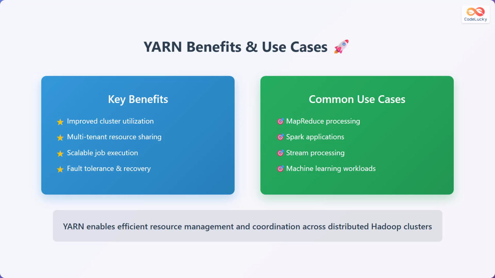Some common use cases are: first, MapReduce processing for batch processing of large datasets. Second, Spark applications for in-memory data processing. Third, stream processing for real-time data analysis. Fourth, machine learning workloads for training and inference tasks. In conclusion, YARN is the backbone for efficient resource management and coordination across distributed Hadoop clusters.